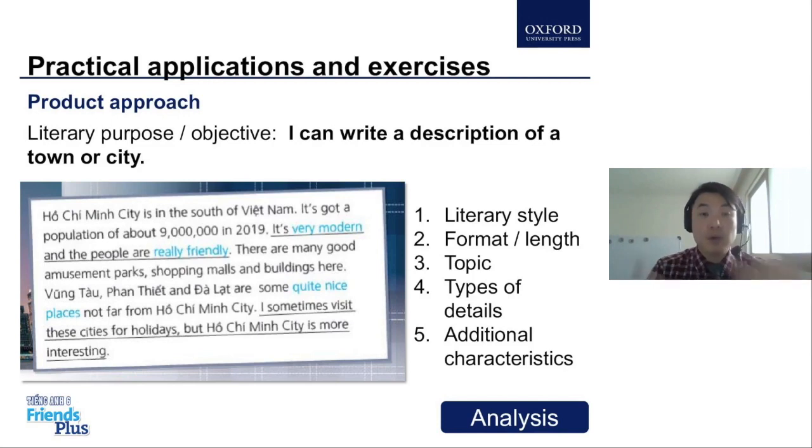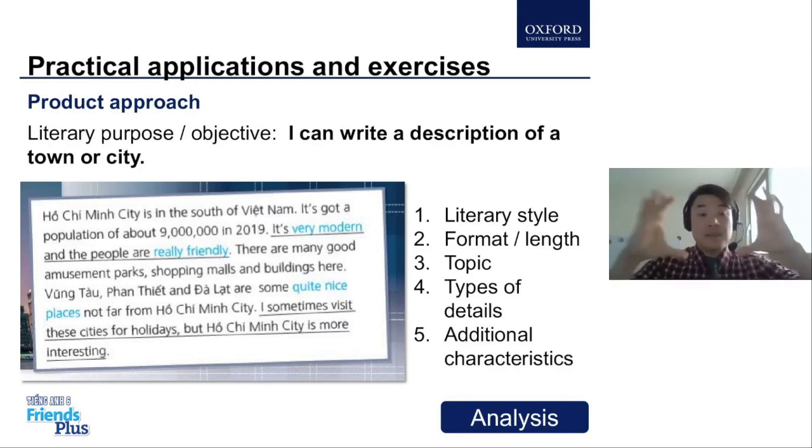what the passage content and structure is given to us. So in the classroom, we're going to be looking at the literary style. Okay, it's one paragraph. It's going to be a description. We know the format and length, one paragraph. Do we know our topic? Yes, it's a town or a city. And for this example, it's Ho Chi Minh City. We also have to look at the details. What kind of details are they giving us? They're giving us population. They're giving us description of the town and the city, what locations are, what buildings are going to be there. And number 5, do they have any other additional characteristics coming from this paragraph? Yes, they're talking about personal experience. They're giving us grammar structure as well, just like our students are looking at.